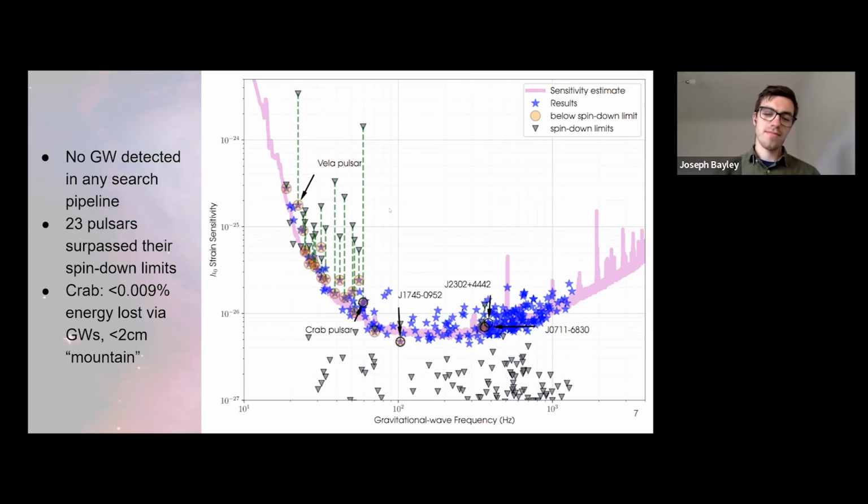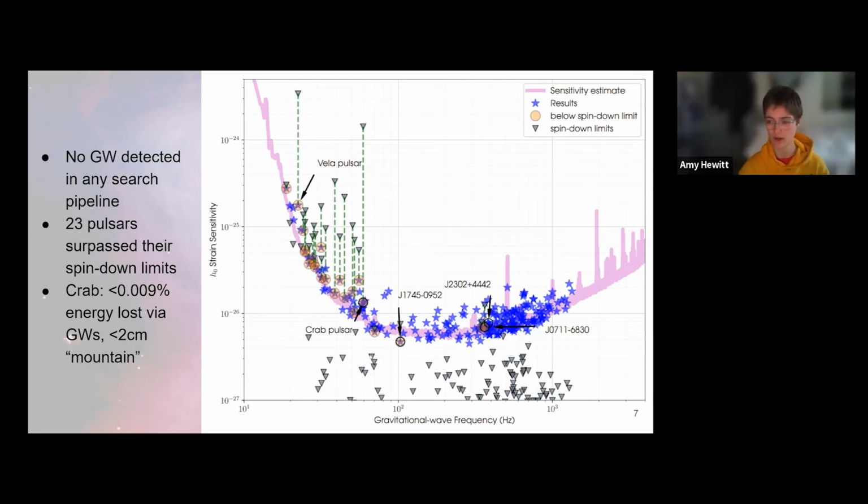Cool. And then we've got these grey triangles, which are the spin down limits. So again, that's assuming that all of the rotational energy is lost through gravitational wave emission. Then if you've got a pulsar where that spin down limit was above our new limit from this analysis, we consider that pulsar to have surpassed its spin down limit, and that is shown in a gold circle. And we've got the detector sensitivity as well in pink.